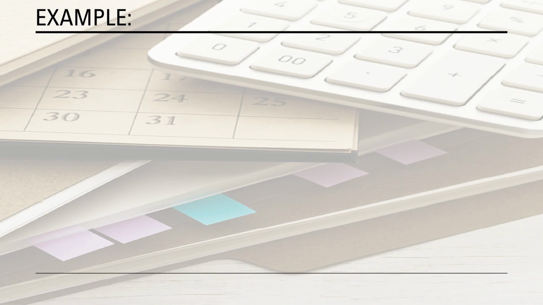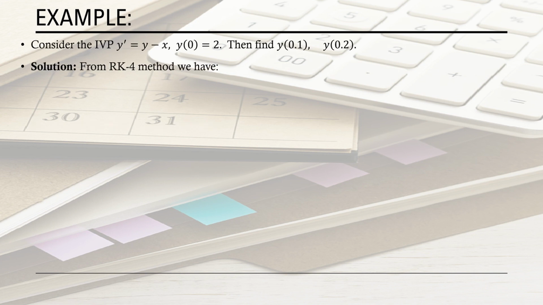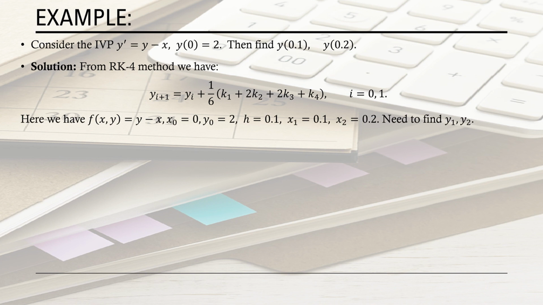Okay, so we were doing that example, which is to solve a differential equation: y dash is equal to y minus x with y of 0 is 2. So I said that x1 is 0.1, whereas x2 is 0.2, and we will be finding y1 and y2.